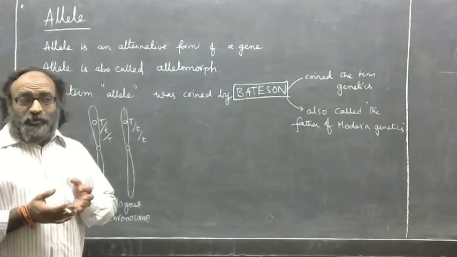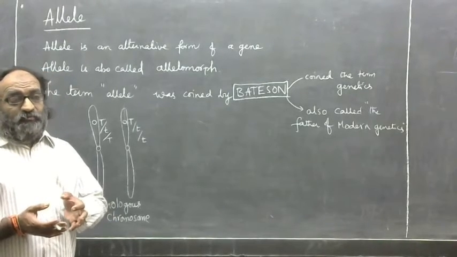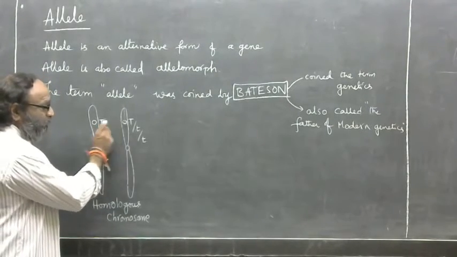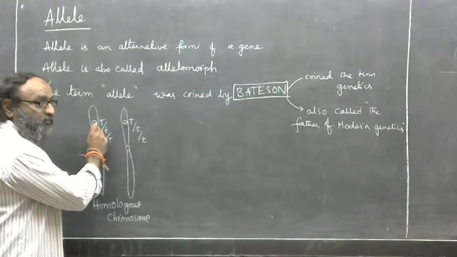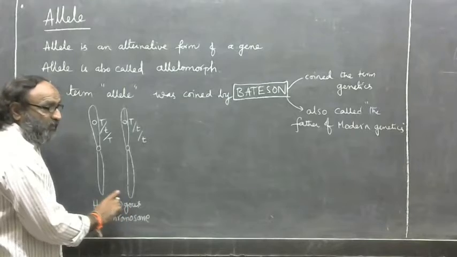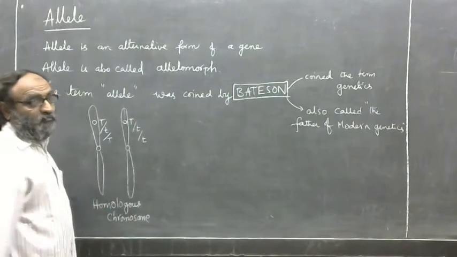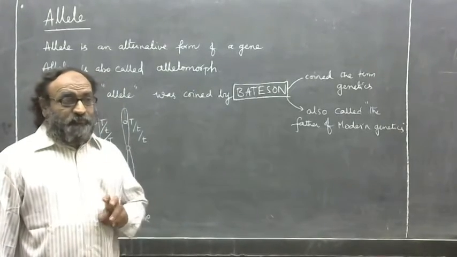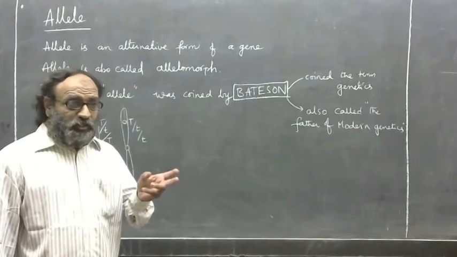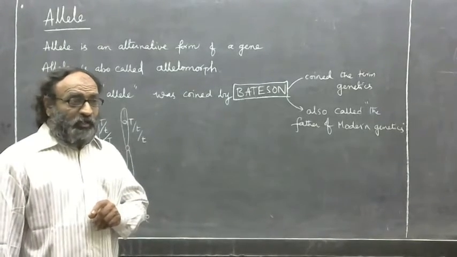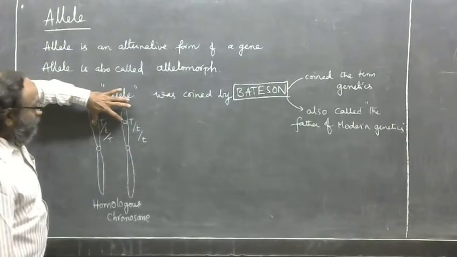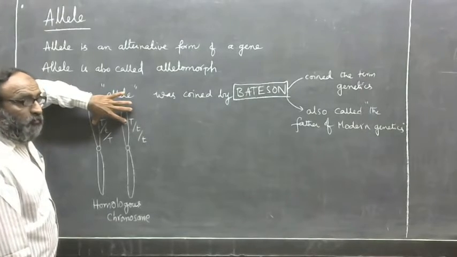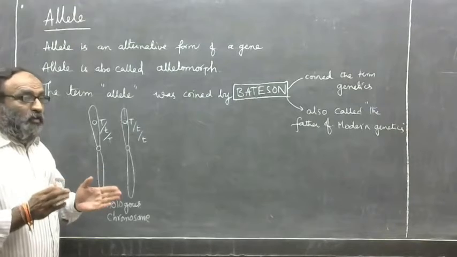So an allele is the alternative form of a gene located at the same locus on the homologous pair of chromosomes. That is the definition of an allele. An allele is the alternative forms of a gene located at the same locus on homologous pair of chromosomes. What are homologous chromosomes? Chromosomes which are morphologically similar.